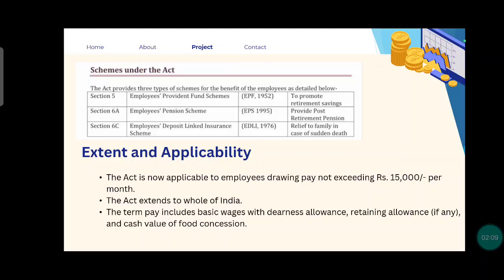First one is section 5. In section 6, the Employees Provident Fund scheme will promote retirement savings, and section 6A will promote a post retirement pension, and section 6C will promote relief to family in case of any death or emergency. This policy will be applicable to the employees who have a salary of less than 15,000 only, and this act will be extended to all of India. In this act they include basic wages, dearness allowance and retaining allowance also.